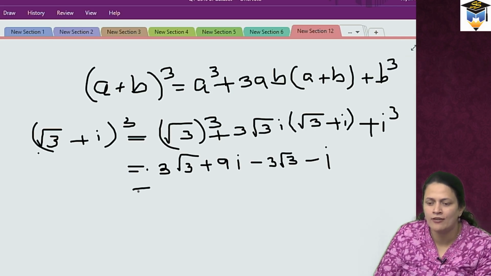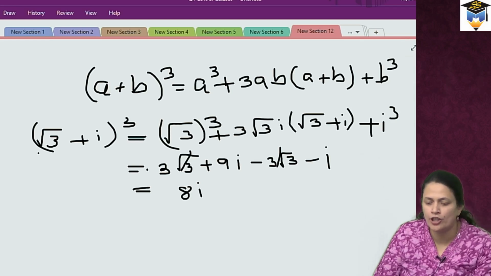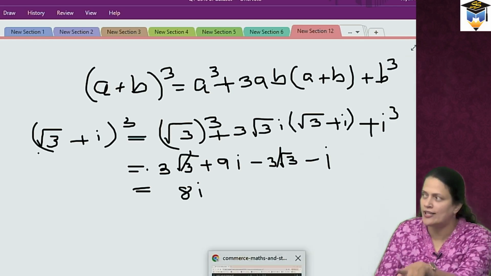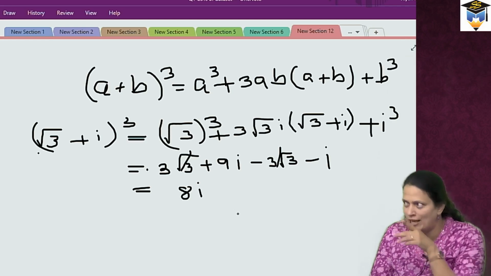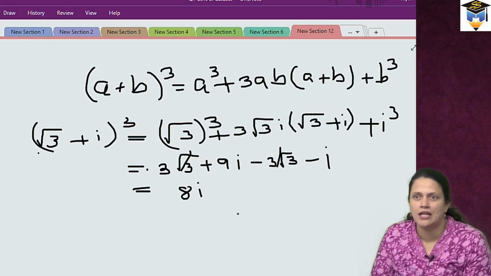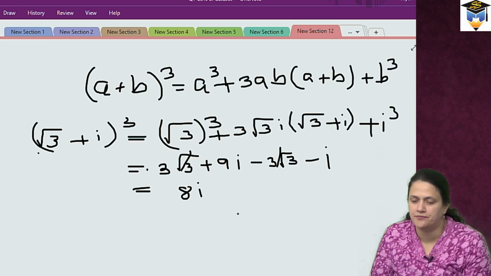Now take the real values together. So if you can see, plus 3 root 3 minus 3 root 3 gets cut, 0. So 0 plus 8i. That is our numerator part. And upon denominator is again going, just write this down so that I can show you the solved example part. This is the numerator part which we have solved. I think the denominator is 2, so 2 cube will become 8.